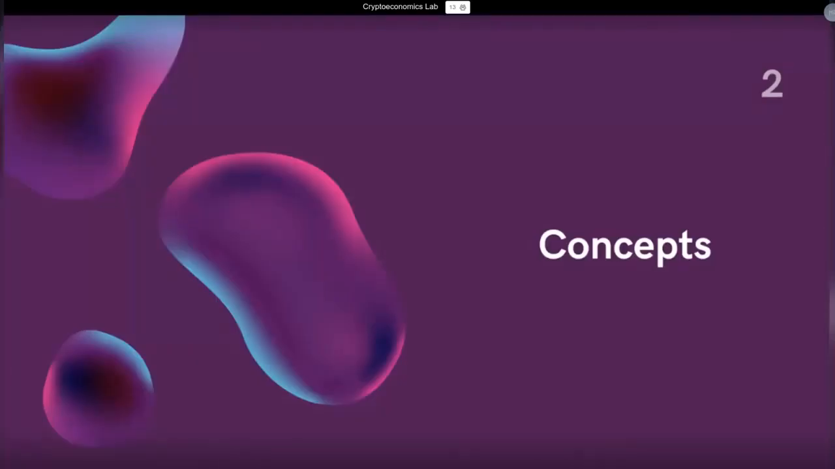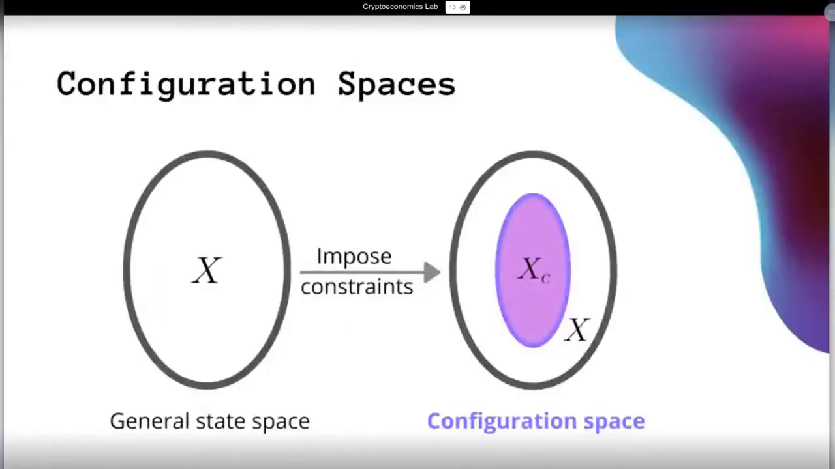Okay, so let's go through a little bit of conceptual groundwork. I'm not sure how many of you were here for the entire day, but I want to lay the conceptual groundwork for some of the things, and these were actually covered in previous talks, so if you want to refer to those, you can do that as well. The first one I want to talk about is configuration spaces. Configuration spaces is a concept that is used very widely in robotics, and it's basically reducing the dimensionality of a given state space.